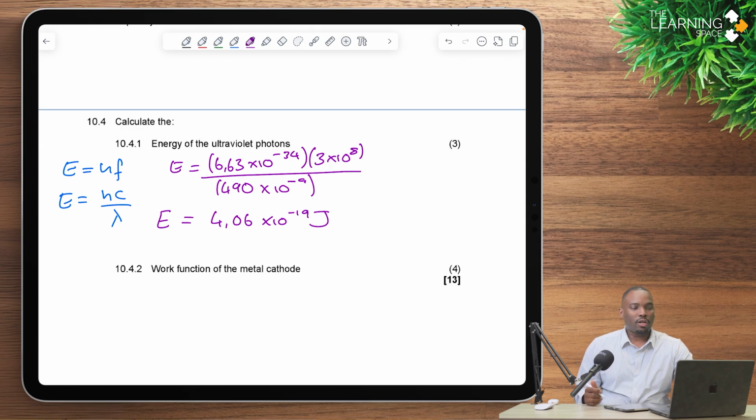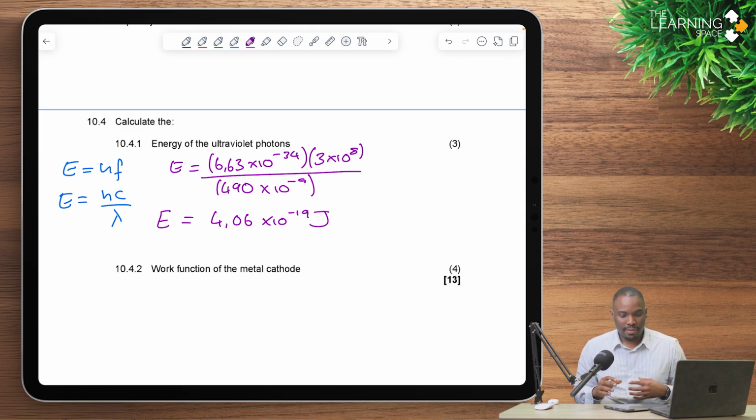Now, looking at the work function, let's first start with the question of what is work function? Remember, the work function is the minimum amount of energy required by the metal to liberate electrons. So when the photoelectric effect happens, photons come down, they hit the metal. If they have enough energy, the energy that's required is referred to as that work function, then the metal will liberate electrons off there. So it's that minimum amount of energy required.